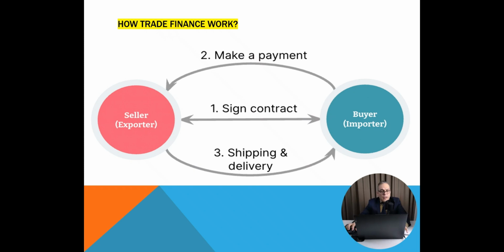How trade finance works. Stage 1. Signing the contract between the seller and the buyer. Stage 2. Making payment from the buyer or importer to the seller or exporter. And Stage 3. Shipping or delivery of the goods by the seller or exporter to the buyer or importer.